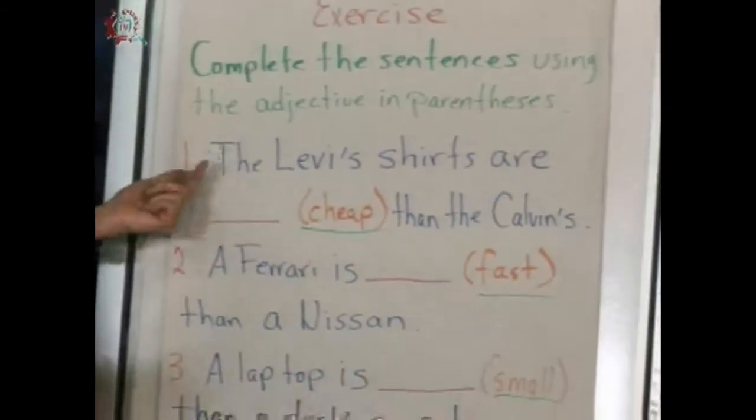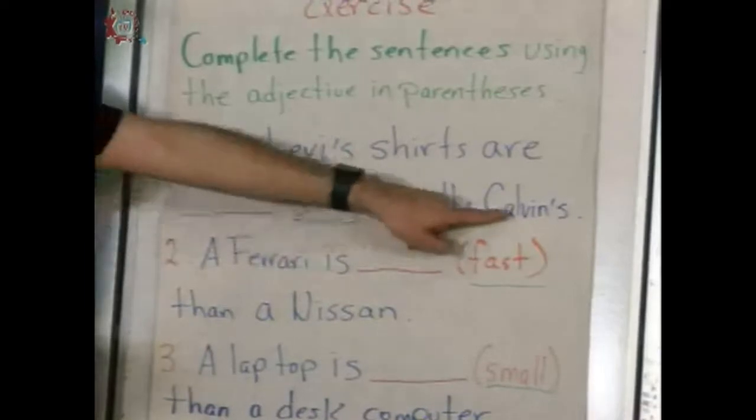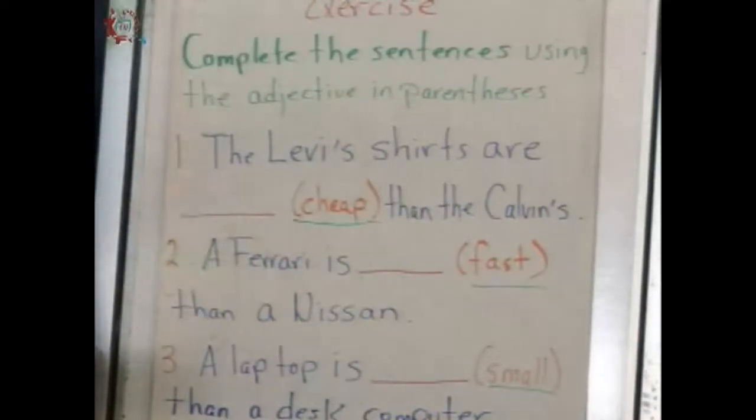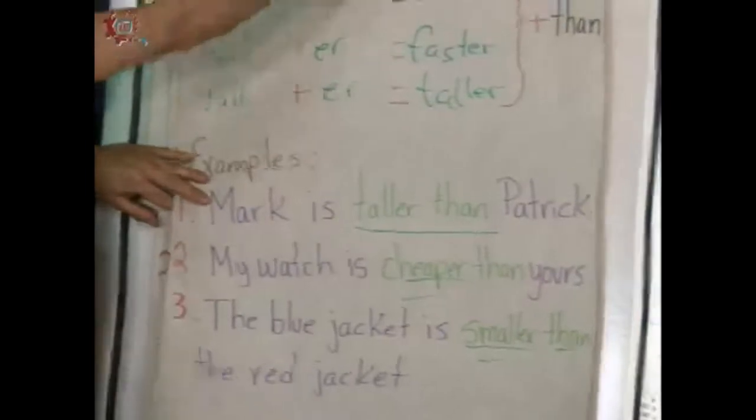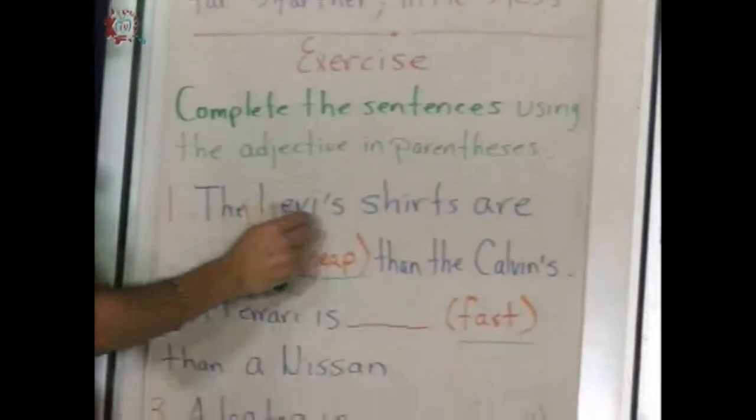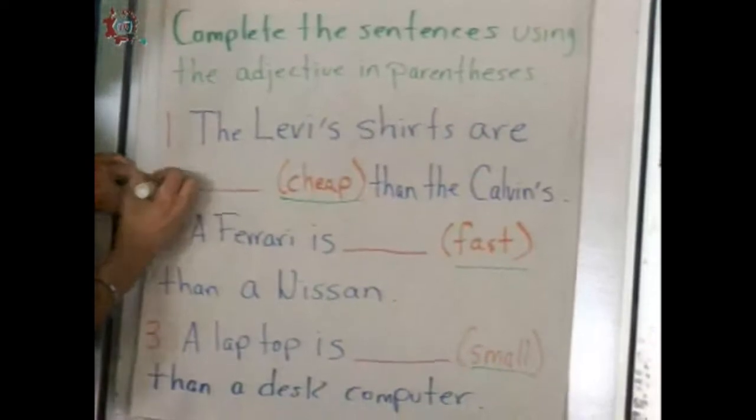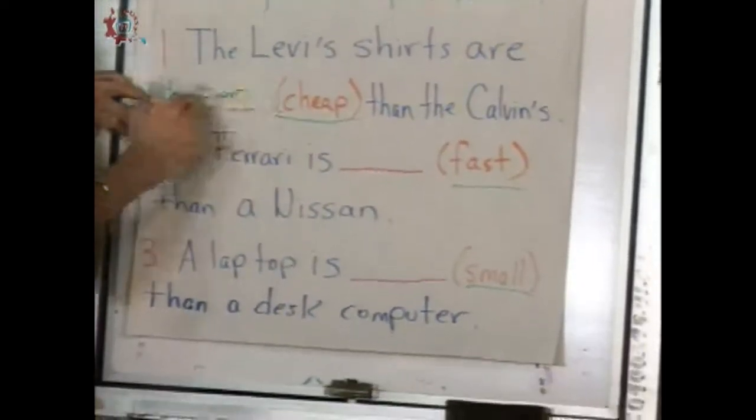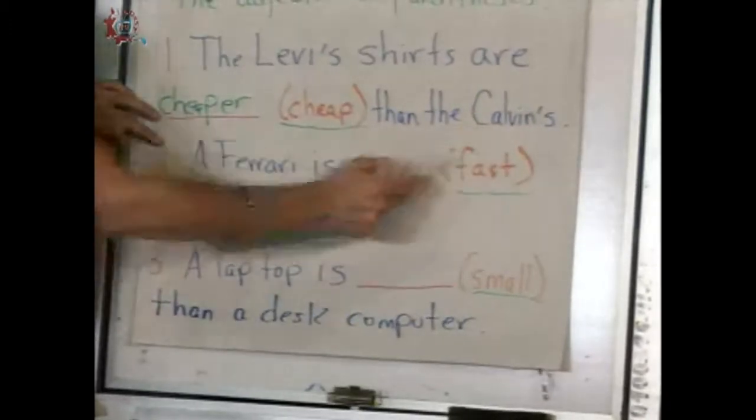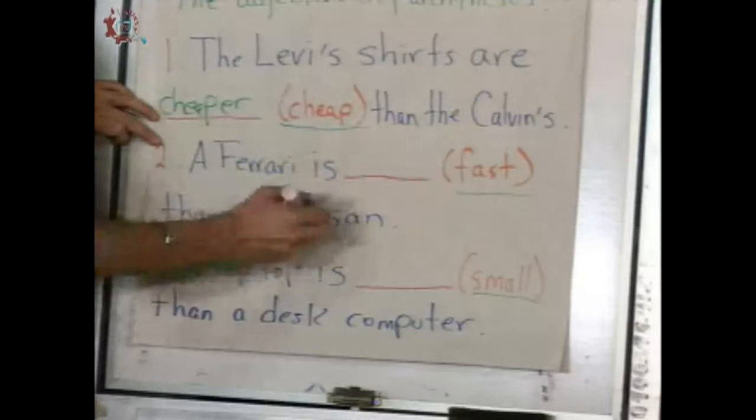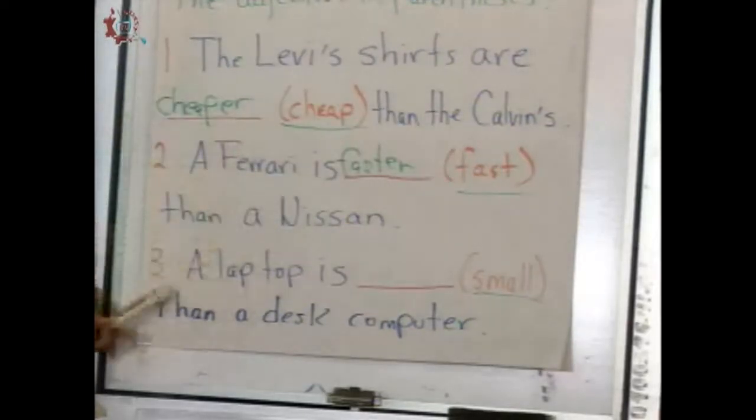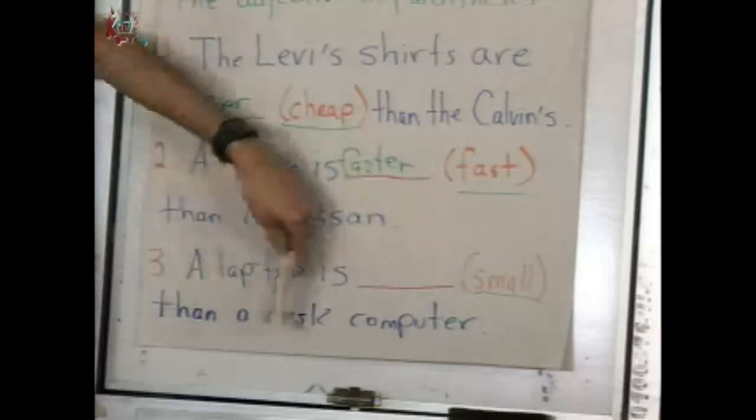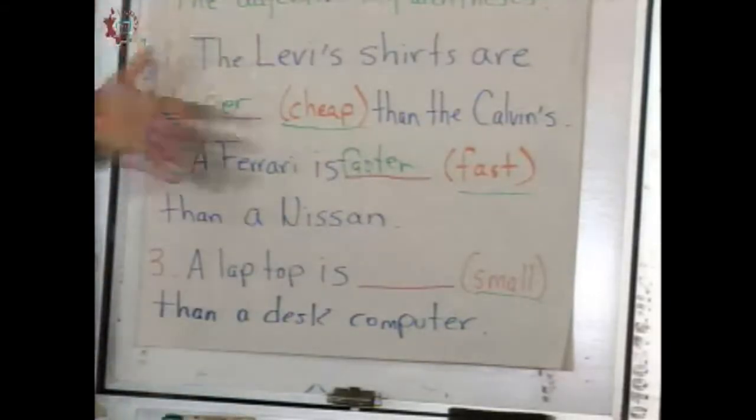The Levi's shirts are cheap than the Calvin's. What are we going to write here? Remember that on the previous paper, I told you that we have to do the comparison by adding er to the adjective. So, in this number one, the Levi's shirts are, we write cheaper, than the Calvin's. Number two, fast, a Ferrari is than a Nissan. So we write here, faster. A Ferrari is faster than a Nissan. Then you have number three, a laptop is small than a desk computer. And then you have number four, number five, etc.